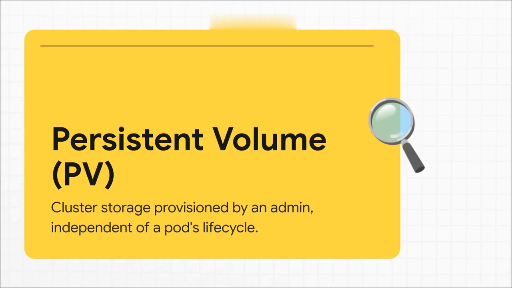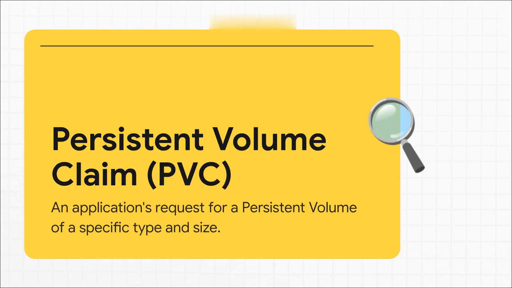Well, this is where Kubernetes gets really clever. It has this fantastic concept called a persistent volume, or PV for short. Now think of a PV as a chunk of storage that just lives inside your cluster. It's totally separate from any single pod. It has its own life cycle, which means it hangs around even after the pod that was using it is long gone.